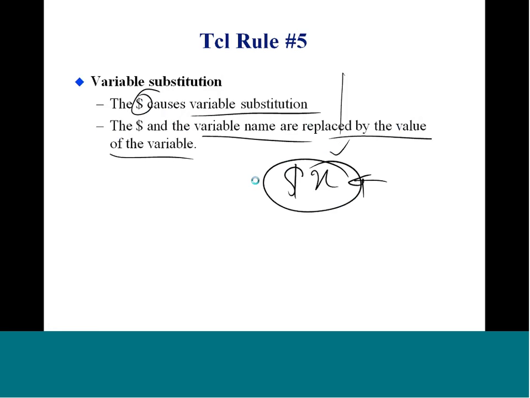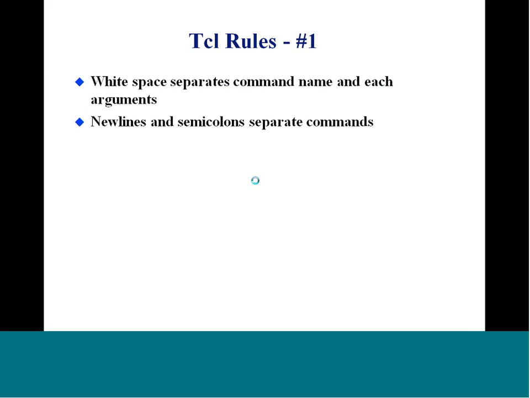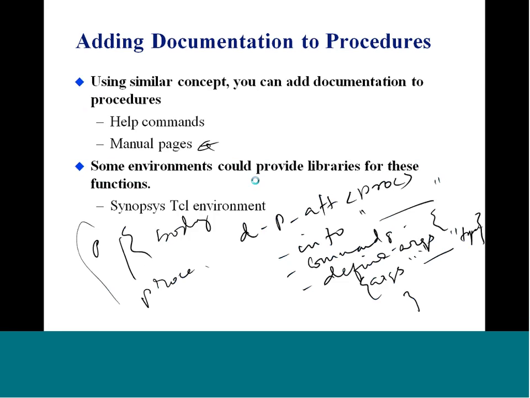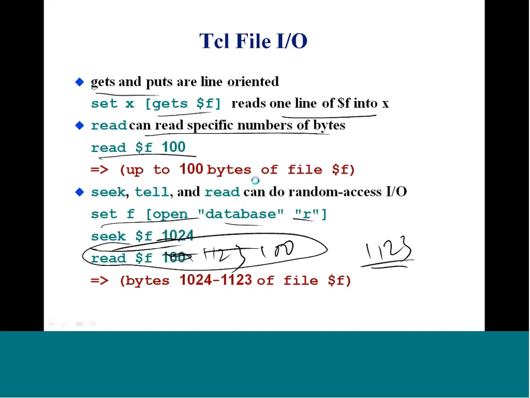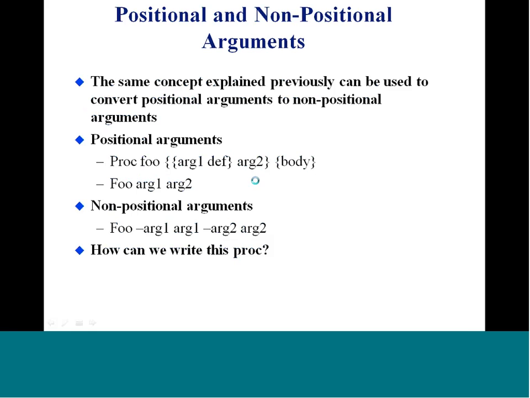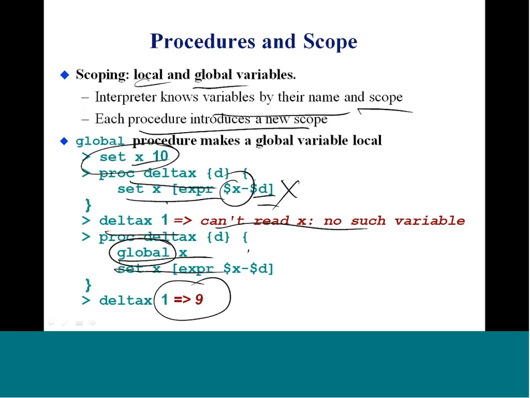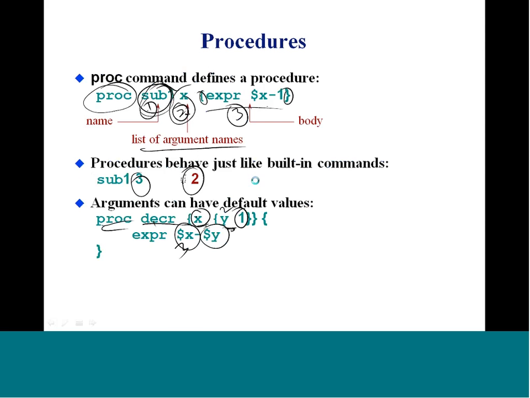So in summary, you need to understand these 6 rules. In this module we went through quite a bit of Tcl. Mainly we started describing the procedures. I think you have the basic understanding of the procedure, where we define the keyword proc, and then we use the procedure name followed by the list of arguments, and then the procedure body. So there are 3 parameters for the proc command itself.